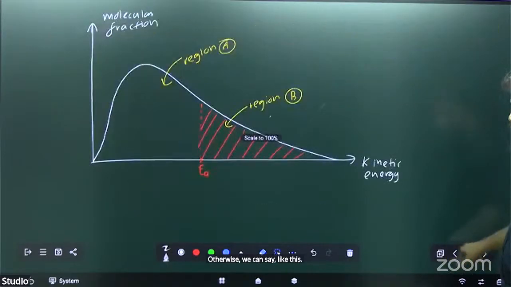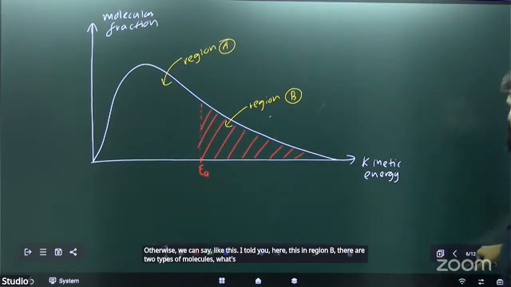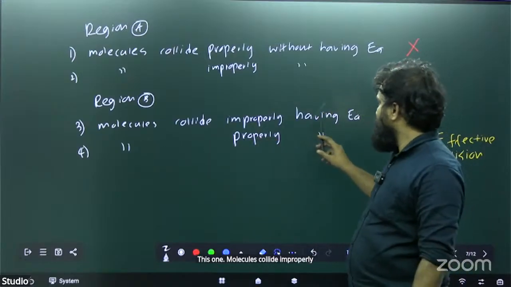I told you here in region B there are two types of molecules. What is the one type? This one. Molecules collide improperly having activation energy.